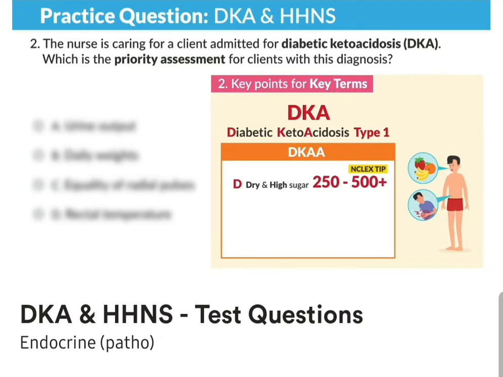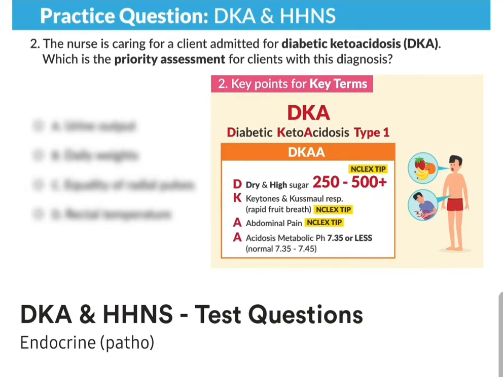Remember, D is for dry and high sugar, 250 to 500 plus. K is for ketones and Kussmaul respirations, that rapid fruity breath. A is for abdominal pain. And the last A is for acidosis, specifically metabolic acidosis, with a pH of 7.35 or less.